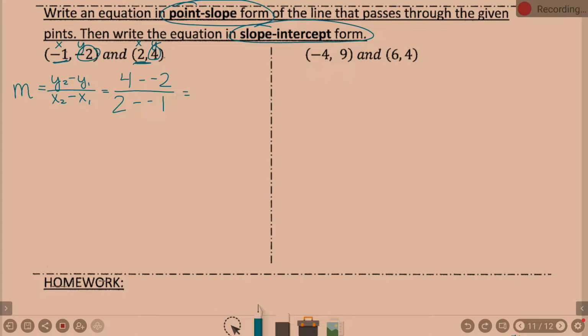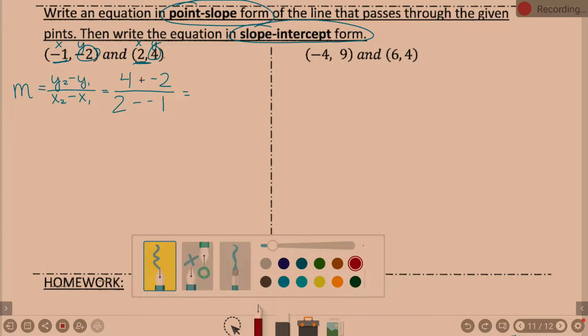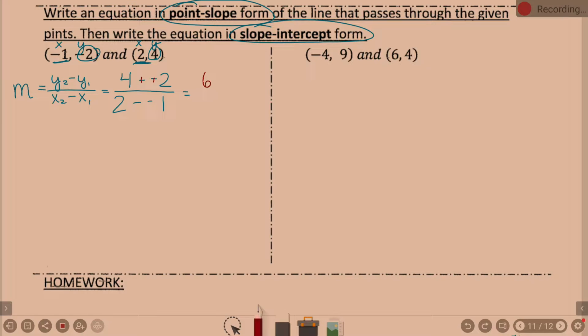What is 4 minus negative 2? Minus negative tells us to add, and 4 plus 2 becomes 6. 2 minus negative 1 is 3. And what is 6 divided by 3? 2. So 6 divided by 3 is 2. So we now know our slope is 2.